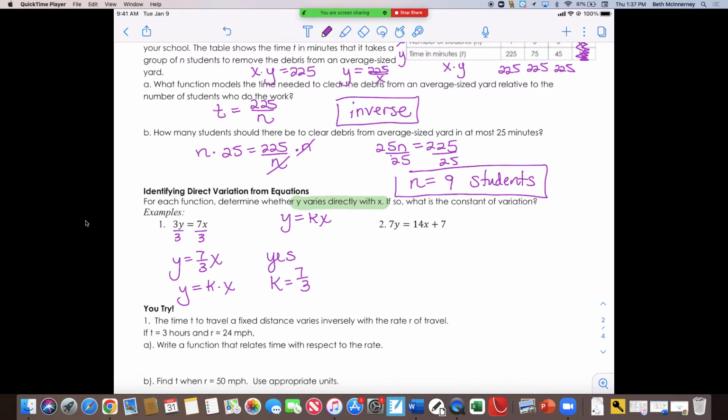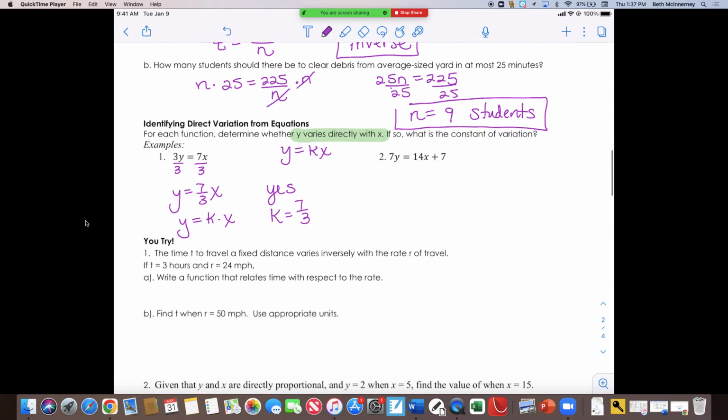All right, try number 2. Let me give you a little head start. Solve it for y and see if it looks like y equals k times x. It's a yes or no. If it's no, you're done. If it's yes, tell me what the k value is. Yeah, so look, you're going to divide by 7.